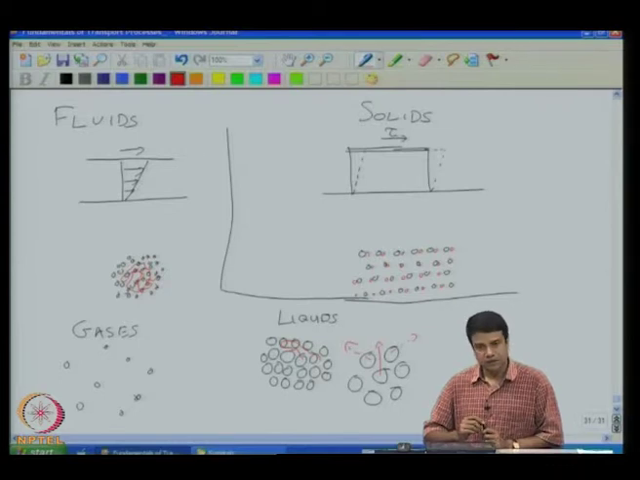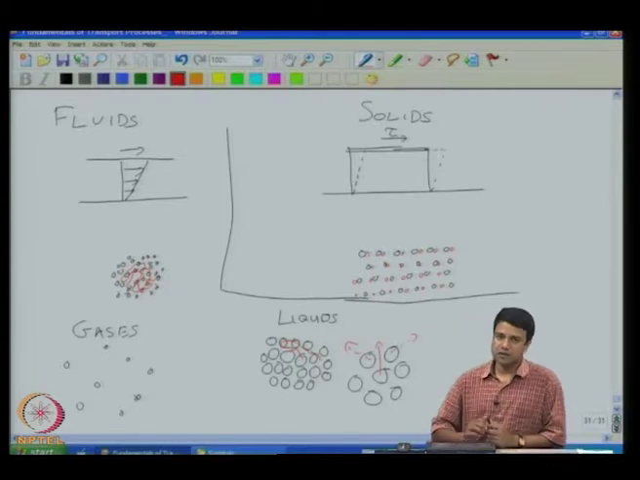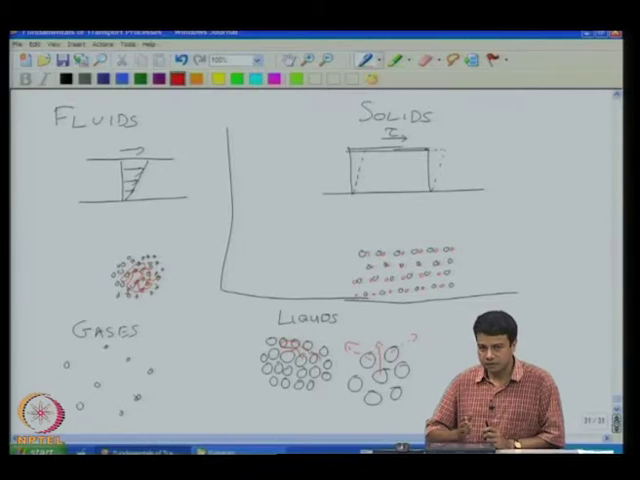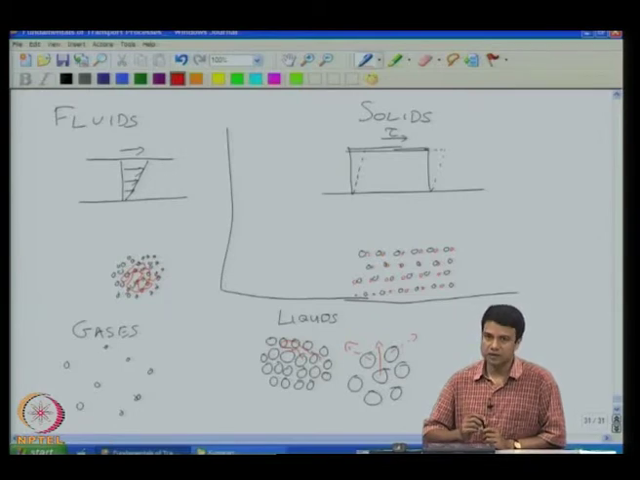Despite this difference, the fundamental equations for diffusion end up being the same in both liquids and gases. In both cases, mass transfer, the flux of mass is related to the concentration gradient by Fick's law. In both cases, the flux of energy is related to the temperature gradient by Fourier's law. In both cases, the stress is related to the strain rate by Newton's law of viscosity.